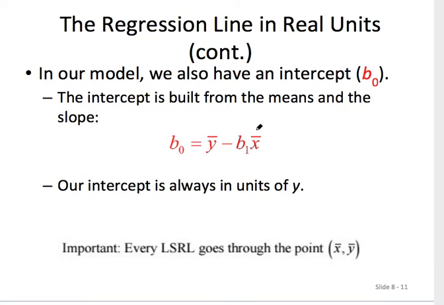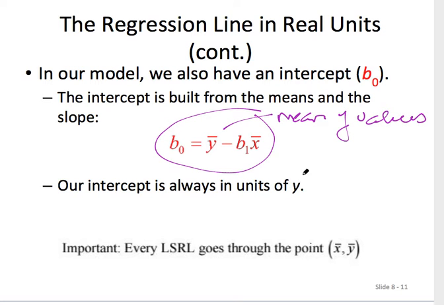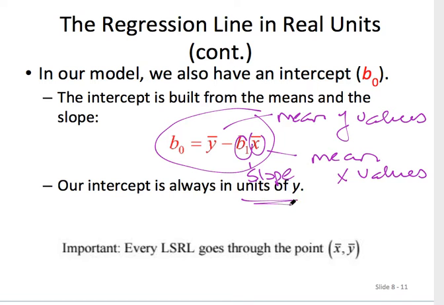Okay, to find the y-intercept, you use this, and y bar is the mean of the y values. B1 is the slope, and x bar is the mean of the x values. And again, you're either given this or you're calculating it using your calculator. Okay, so the intercept is always in units of y, because it's when x is 0.